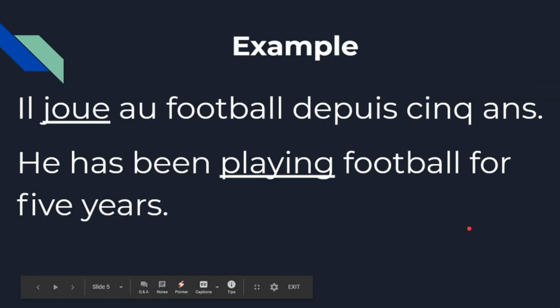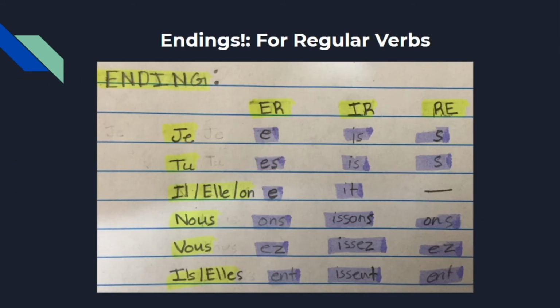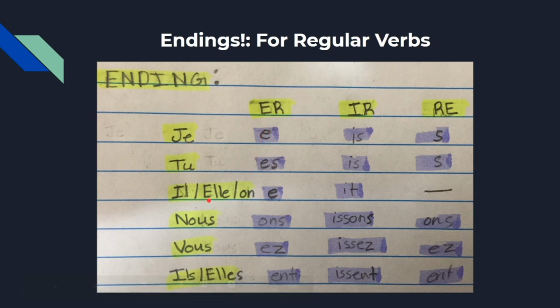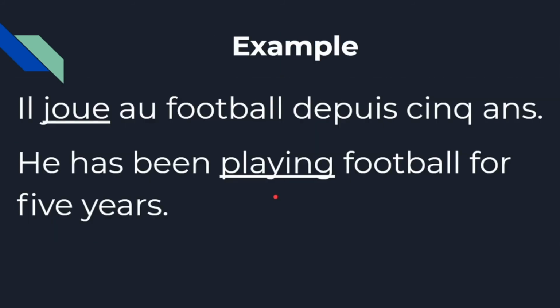Now let's go over an example really quickly. It is il joue au football depuis 5 ans. He has been playing soccer or football for 5 years. So as we go back to our endings right here, since jouer is an ER verb, and we know we're talking about the subject il because it's a he, we would take out the ER in jouer and plug in E. So we would say il joue au football depuis 5 ans.